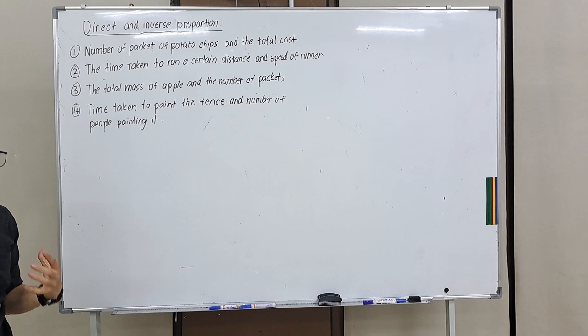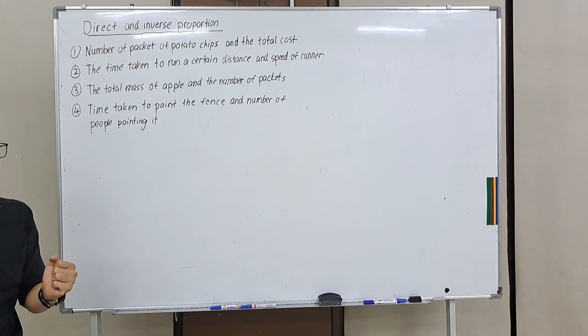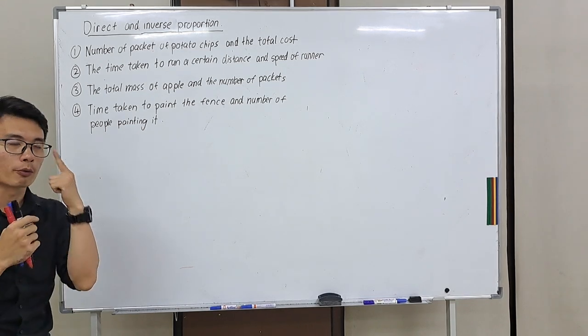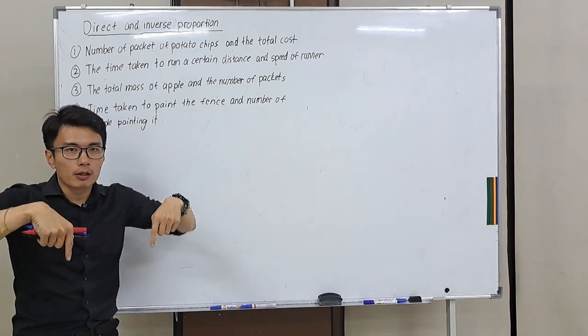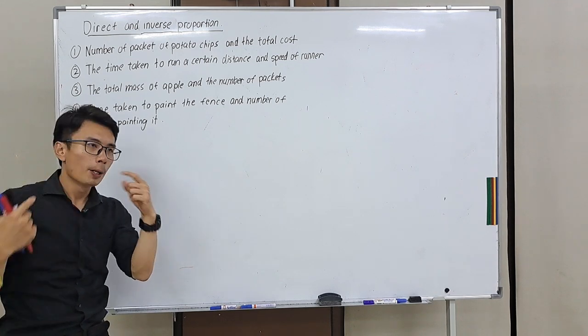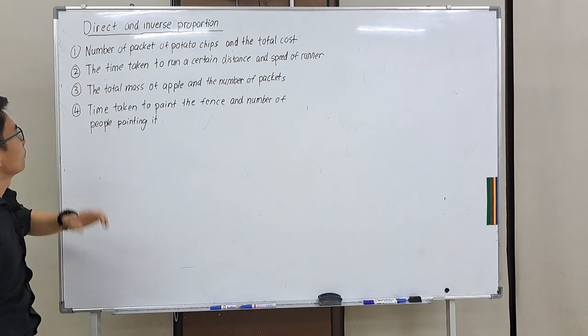So again, whenever you're dealing with a ratio question, just read the question properly, and just think logically. You can use your finger to help. In the previous video, I showed you up, up, or down, down, that's direct, and up, down, inverse, down, up, inverse as well. So let's use that to help us, okay? Now let's look at the first example.